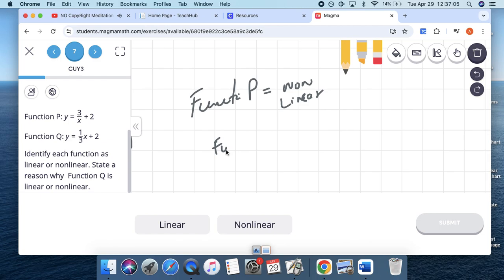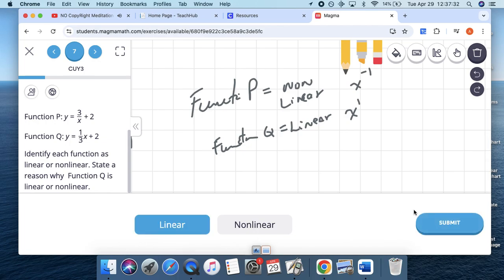Function q is linear. If you look at the variable here, x is to the negative first power, and we said it had to be positive 1 in order to be linear. Function q has 1/3 x, and x has an exponent of 1. So function q is linear.